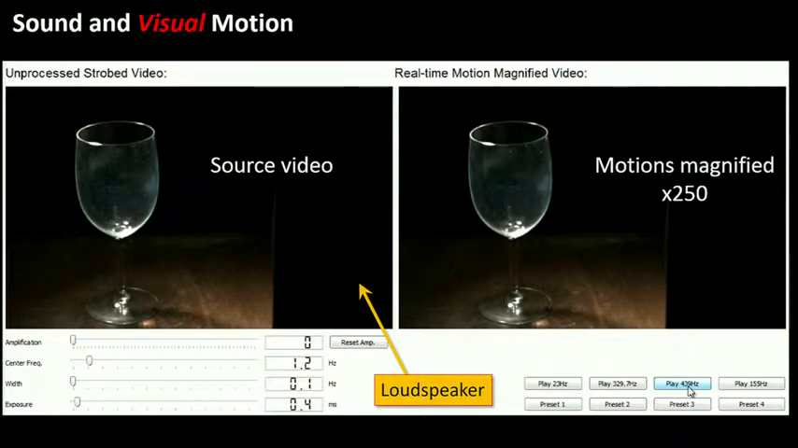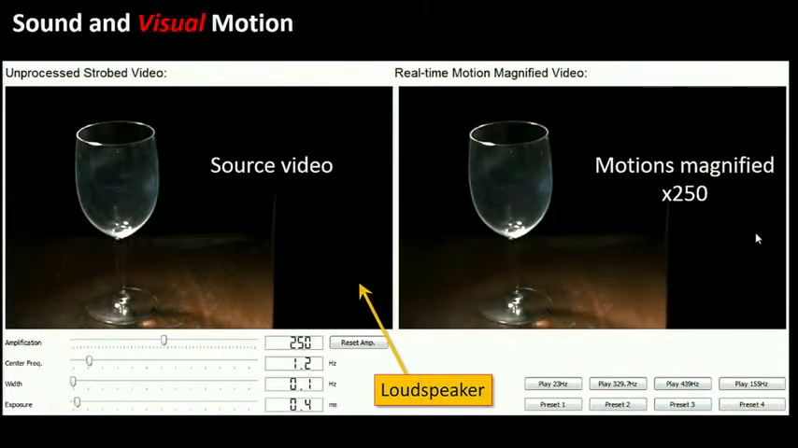We also know that singers can break a wine glass if they hit the correct note. So here, we're going to play a note that's in the resonance frequency of that glass through a loudspeaker that's next to it. Once we play that note and magnify the motions 250 times, we can very clearly see how the glass vibrates and resonates in response to the sound. It's not something you see every day.